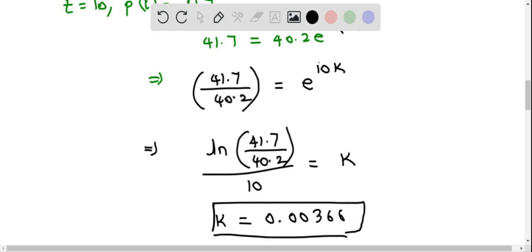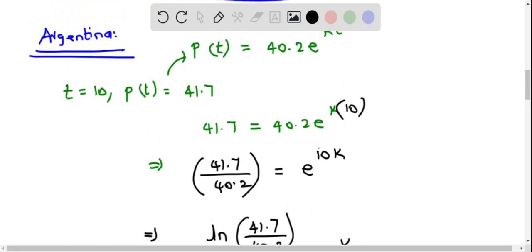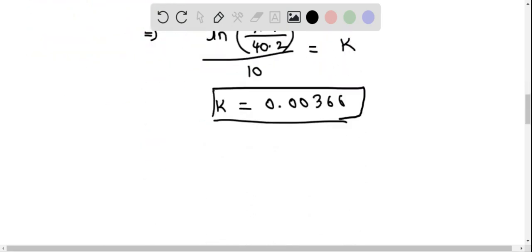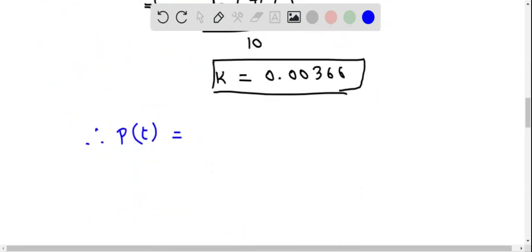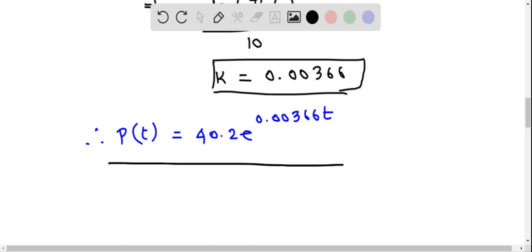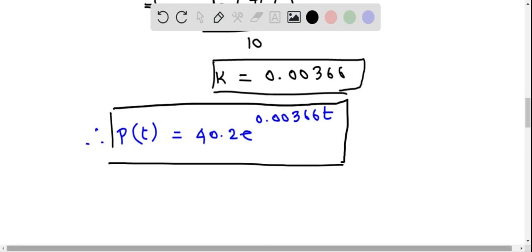So this is the value of k obtained for the country Argentina, which means we can write the model for Argentina. We replace k by this quantity and substitute into the model: 40.2 e raised to the power of kt. I replace k by 0.00366 t. So this is the model for the country Argentina: P of t equals 40.2 e raised to the power of 0.00366 t.